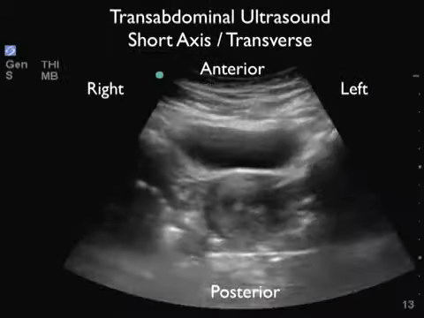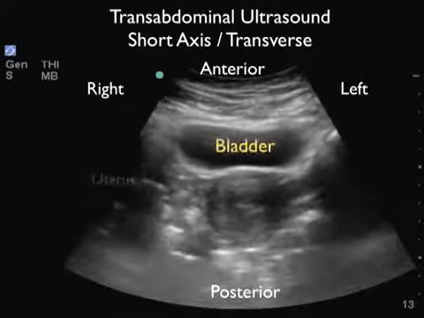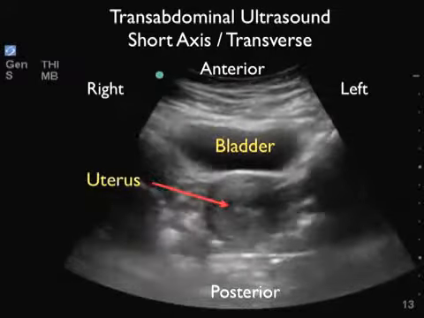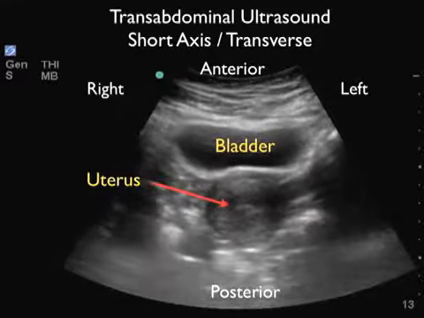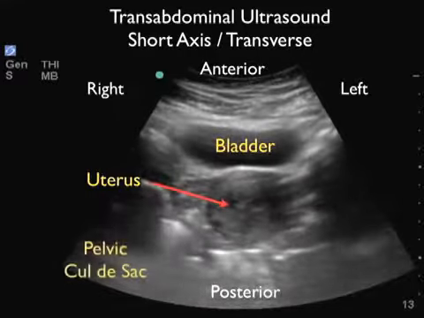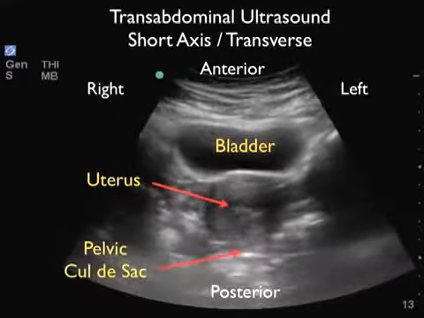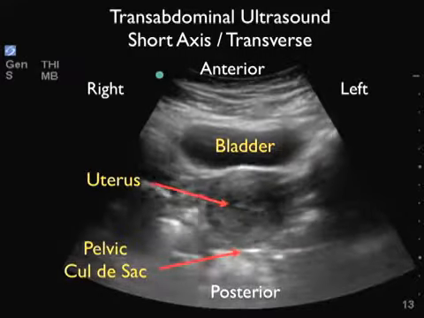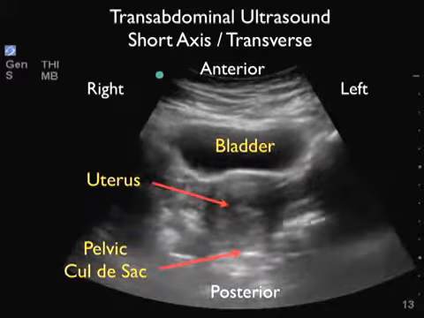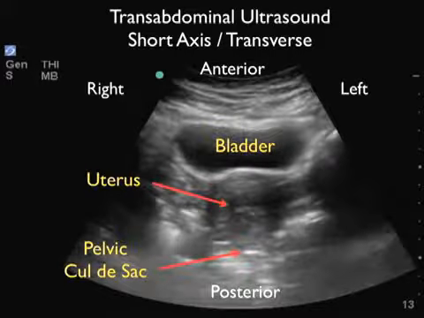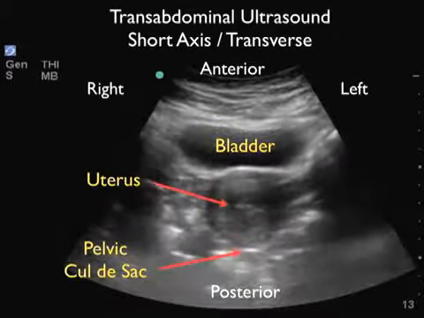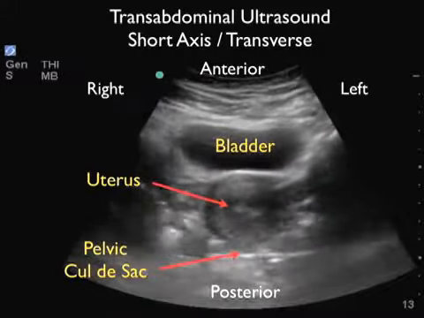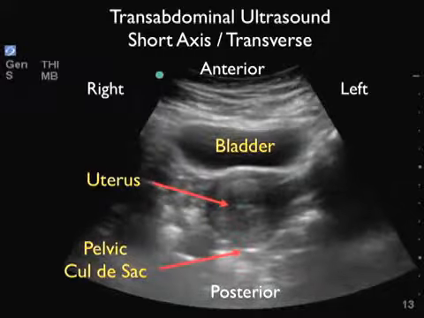Here's another video clip showing a short axis or transverse view through the female pelvis. This time the bladder is a bit more distended, giving a better acoustic window onto the uterus. Again, the probe marker is over towards the patient's right side, so we see the right side of the uterus over towards the left of the ultrasound screen. We see the darker anechoic fluid collection, which is the bladder, and again we see the uterus just posterior to the bladder and the white endometrial stripe located at the midline of the uterus. We also see that potential space, the pelvic cul-de-sac, just posterior to the uterus.